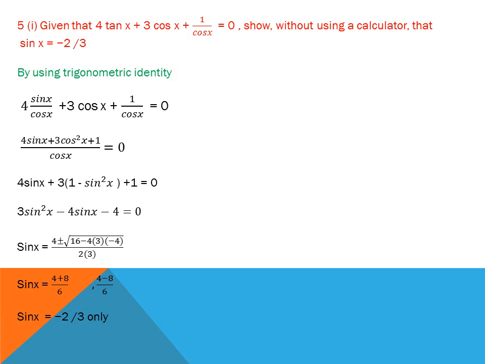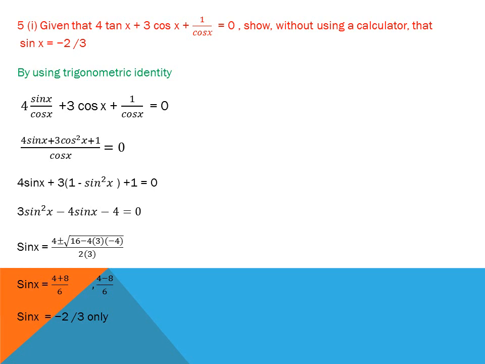I change all the variables into the single form, sine, and then I will apply the quadratic formula, minus b plus or minus square root of b square minus 4ac, over 2a. Sin x is equal to 4 plus 8 over 6 and 4 minus 8 over 6.